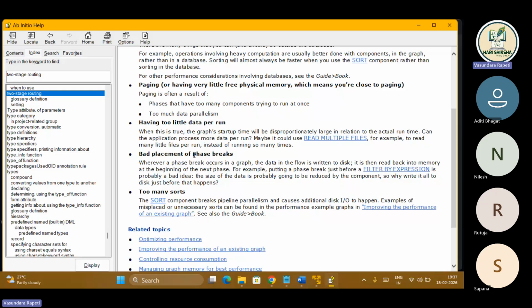Phase break means if you are giving a phase difference, that is called a phase break, then it creates a recovery file and it writes the data on the disk. Okay, so before filter by expression, don't give the phase difference because it is already going to reduce the data. Phase break should be given only when there is a dependency or a need to run sequentially. Otherwise, don't give it unnecessarily, and especially not before components which filter or remove unwanted data like filter by expression.